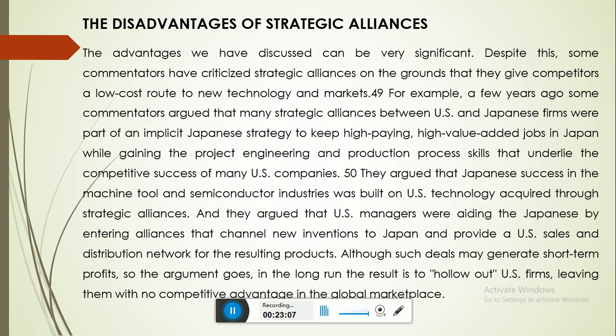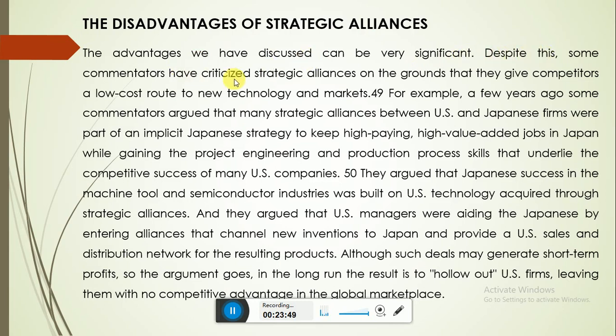Or it might move jobs. Certain critics and authors say that it is moving the competitive advantage. For example, if iPhone has a competitive advantage in quality and many things, and they come into a strategic alliance with another company, and that company follows certain rules and copies everything, then it will be very difficult for them, because they are making another competitor for themselves. So the advantages we have discussed can be very significant.